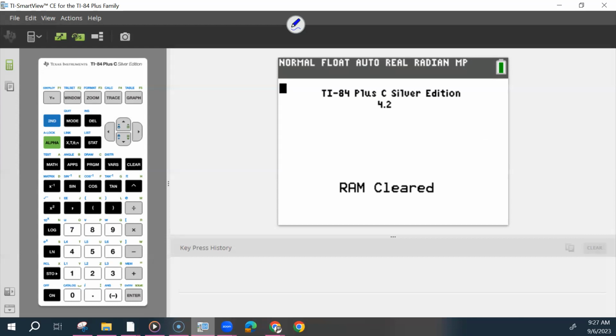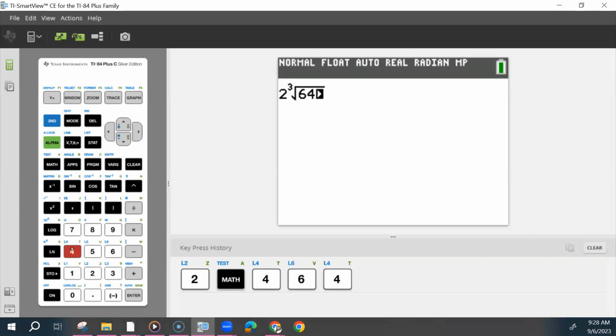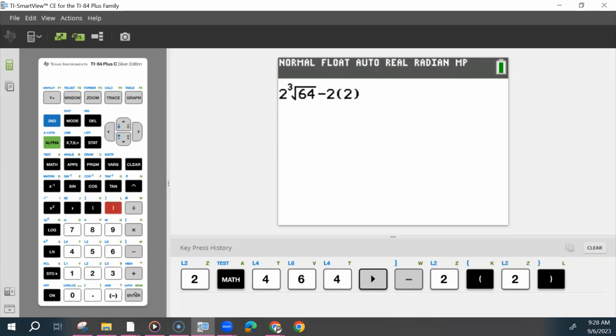And then I would put in 2. And then the cube root, so math 4, 64. Make sure you go to the right to get out of it. Minus 2. And then in parentheses, 2. And we should get the same thing. So that's one way you can check yourself in the calculator.